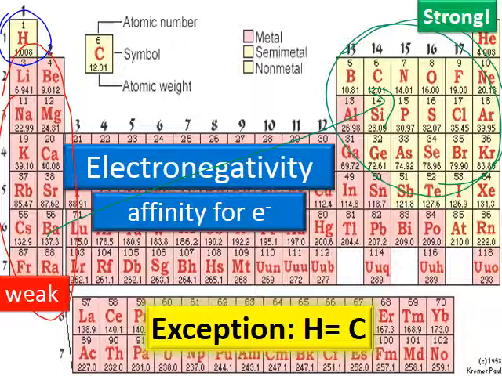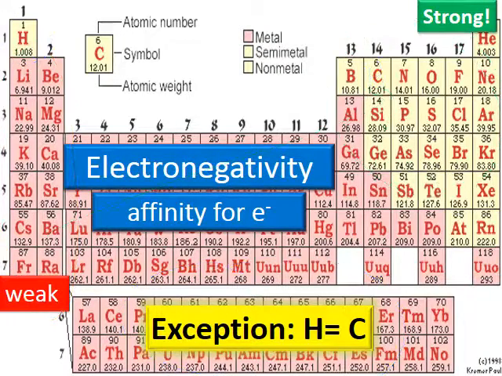Now there is one exception to this trend, and that is hydrogen right here. It should actually be sitting right on top of carbon because they have the same exact strength as noted down here. That's one exception to the rule. You need to memorize that exception to that rule. So that's just one of the trends that you can get from the periodic table.